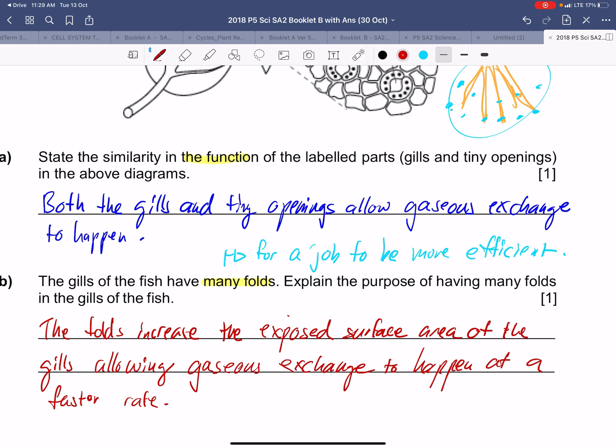So half mark for telling me it increases exposed surface area. Half mark for telling me it allows things to happen at a faster rate. That's what I want to see. Without the faster, nope, you're not getting the mark. Okay? Because this is an adaptation to do the job better.